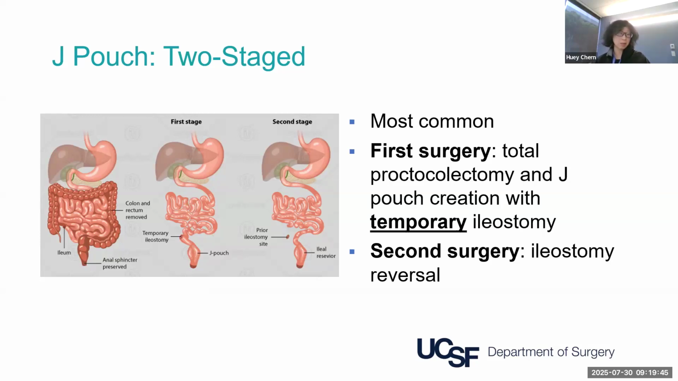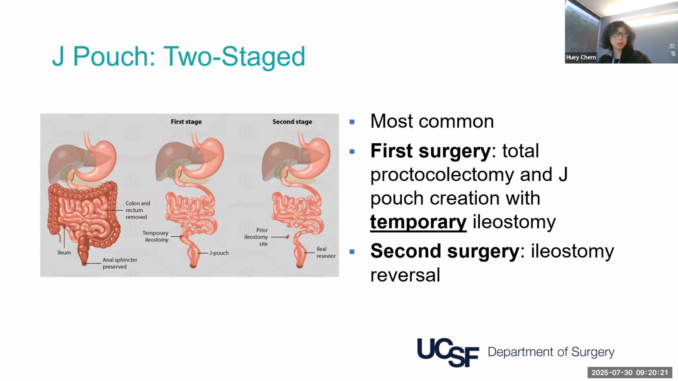And what that means is that the first stage is to take out all the colon and the rectum. You would form the J-pouch at the time of your first operation. You would create a diverting ileostomy to protect that J-pouch. And usually that will be about 2 to 3 months of healing time before we come back to do another surgery to reverse that loop ileostomy. So that is what a 2-stage procedure means.